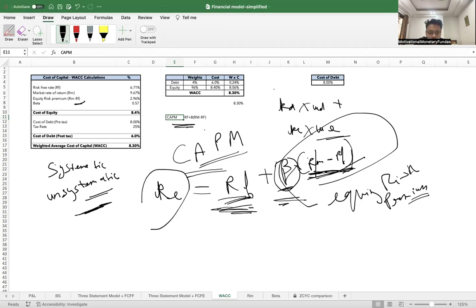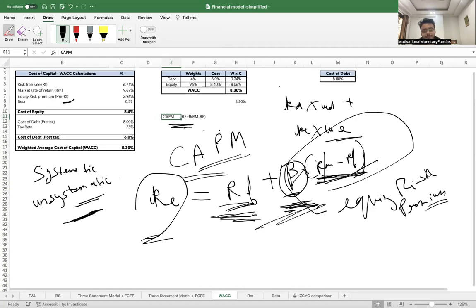So if someone asks you in general what exactly is the CAPM model? The CAPM model tries to establish a relationship between your cost of equity and your systematic risk, which is beta. It is trying to establish a relationship between your cost of equity and systematic risk. And here you get your cost of equity as well. तो वही यहाँ पे calculate हुआ है.